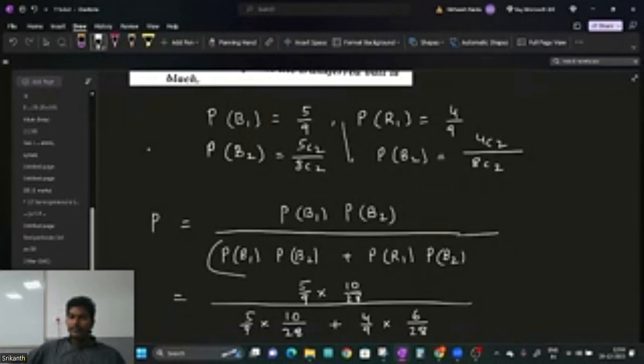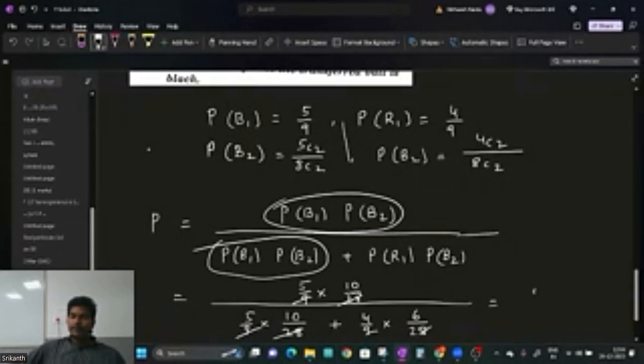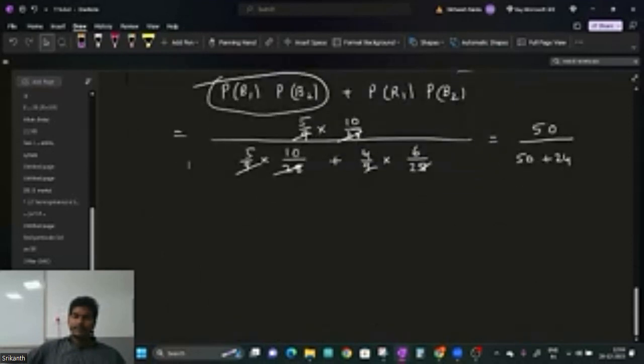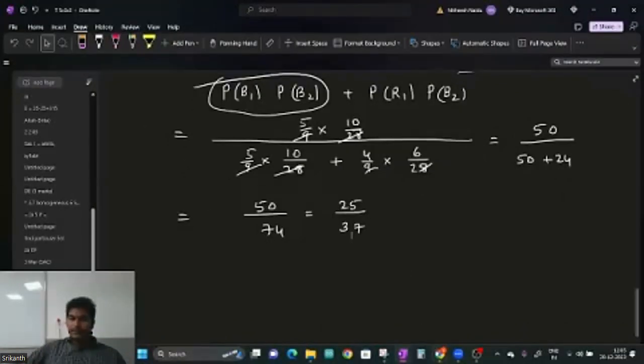This is the same case. Both cases are the same. You can write the same numbers. You can cancel 9 and 28 together because in each and every fraction you have the same. 5 tens are 50, out of 50 plus 24. How much is this? 50 out of 74. You can cancel it if possible: 25 out of 37. So this is the answer: 25 out of 37.